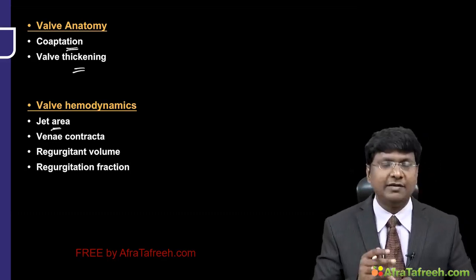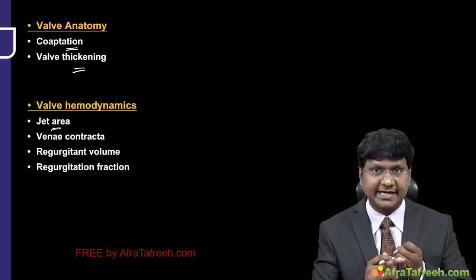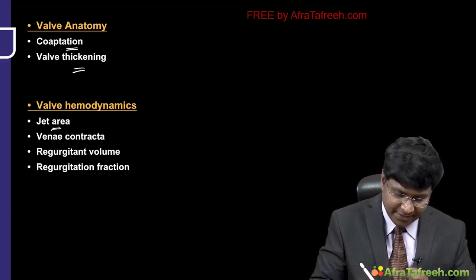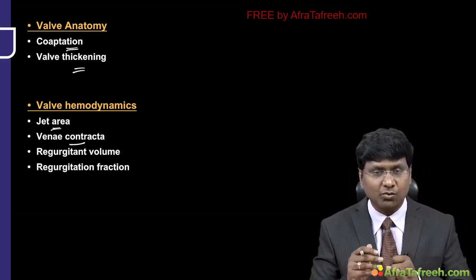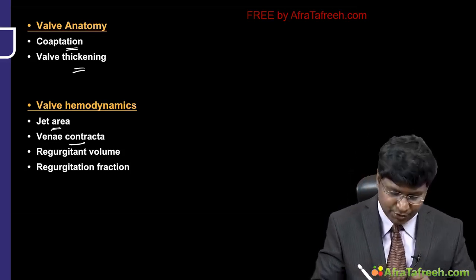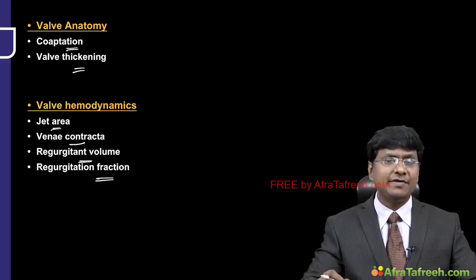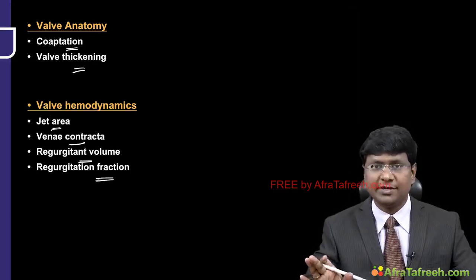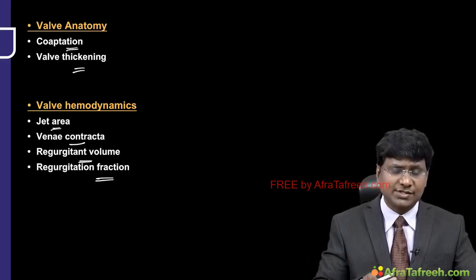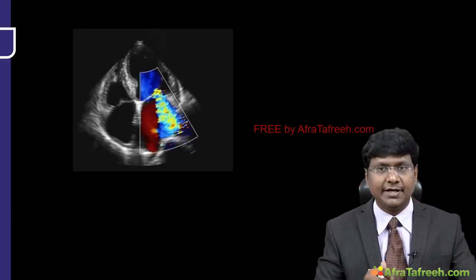And in the valve hemodynamics, what all we need to check for? The jet area. I'll show you what is the jet area. Then presence of vena contracta. What exactly is the vena contracta also I will show you. Then what is the regurgitant volume and what is the regurgitant fraction. So all that we will be able to make out in the hemodynamics. Now based on this, how will you assess the severity of the MR?